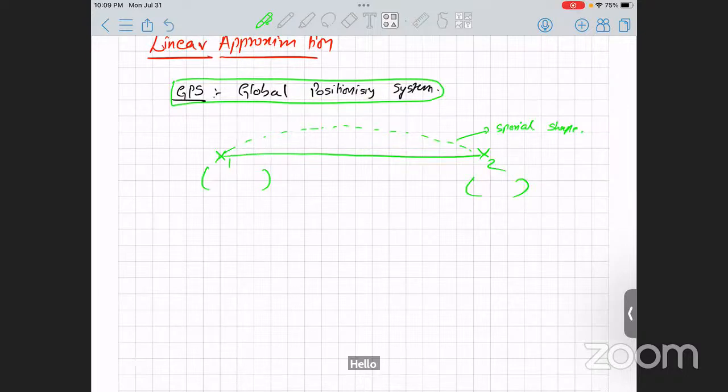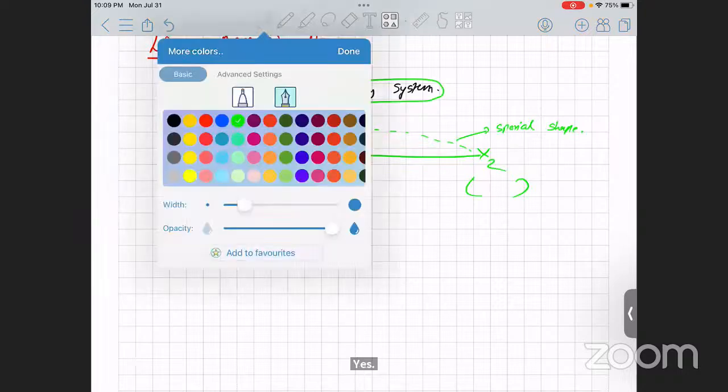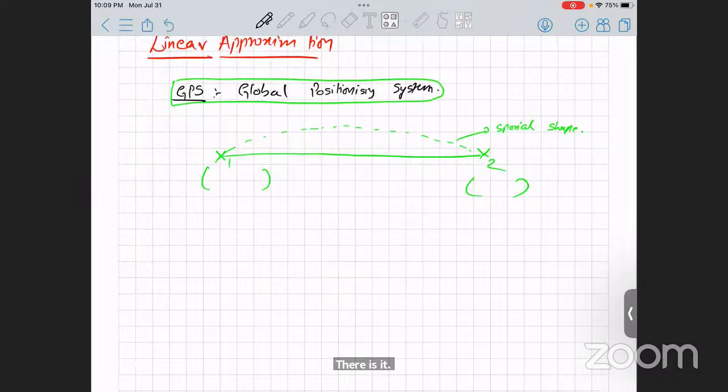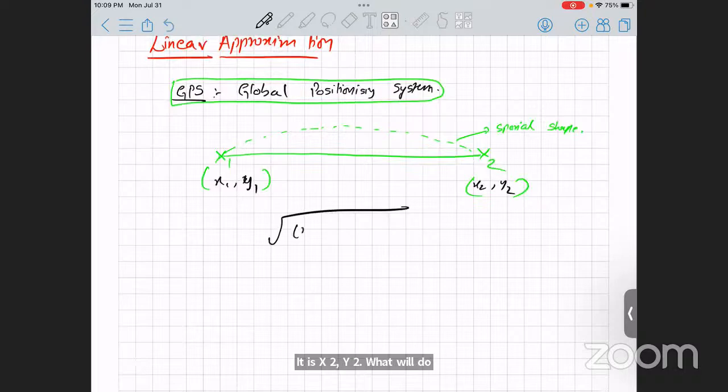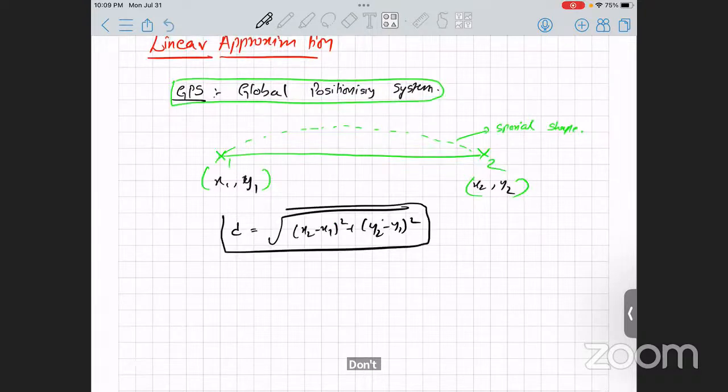Shortest distance. Look here, how will you find it? If this is x1, y1 and this is x2, y2, what we will do is x2 minus x1 whole square plus y2 minus y1 whole square, and the square root equals the distance d. This will give you the straight line distance, not the actual distance.